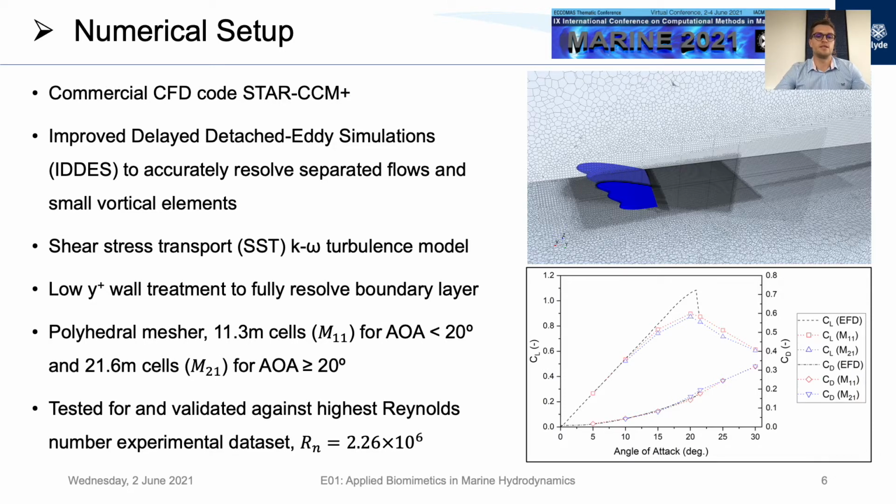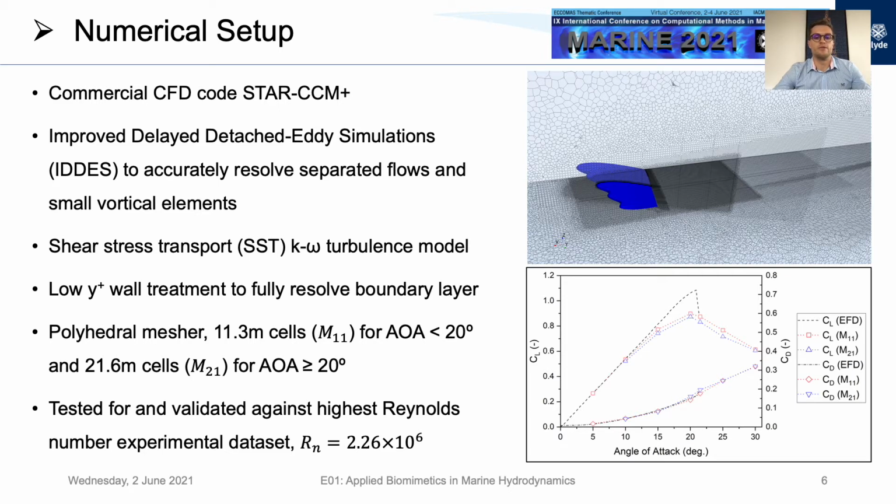I chose the SST k-omega turbulence model, which performs better at predicting stall. I used a polyhedral cell mesh with low Y plus prism layers to resolve the rudder boundary layer. Initially, an 11 million cell mesh was used, which did not resolve separated flows accurately enough. Therefore, the mesh count was increased to 21 million, which improved these results.